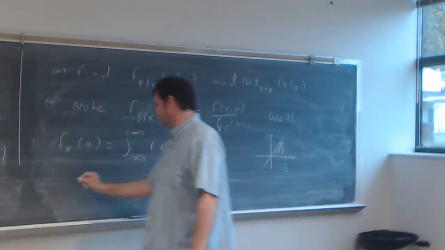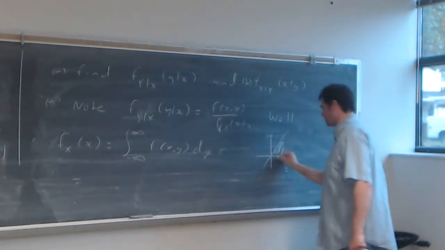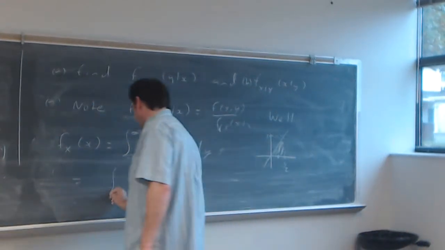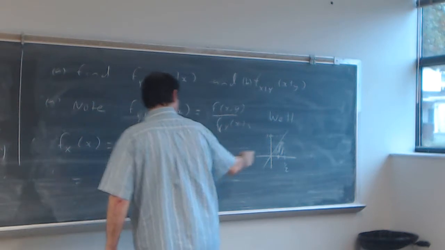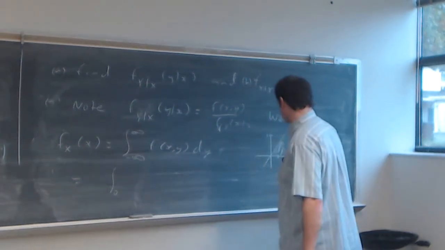So this is equal to, okay, so you have a fixed x, like this one. And you ask yourself, for that fixed x, where do the y values run from? Well, they run from 0 to this line. Well, what is this line? It's 2x.